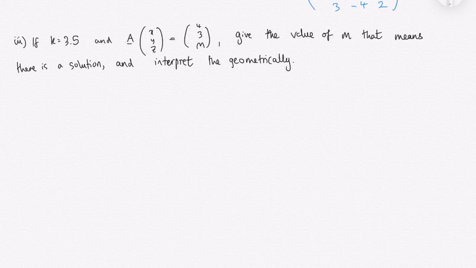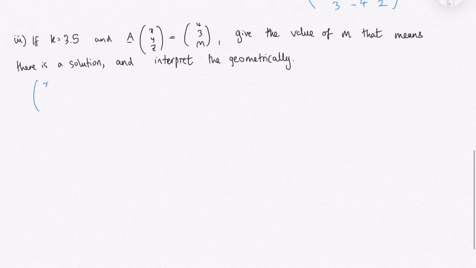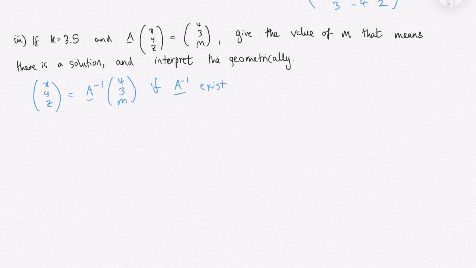Okay, so what do we know? Well, we know that (x, y, z) is equal to A inverse times (4, 3, m) if A inverse exists. And if A inverse does exist, there will be a unique solution. So geometrically, this will be a point in 3D space.